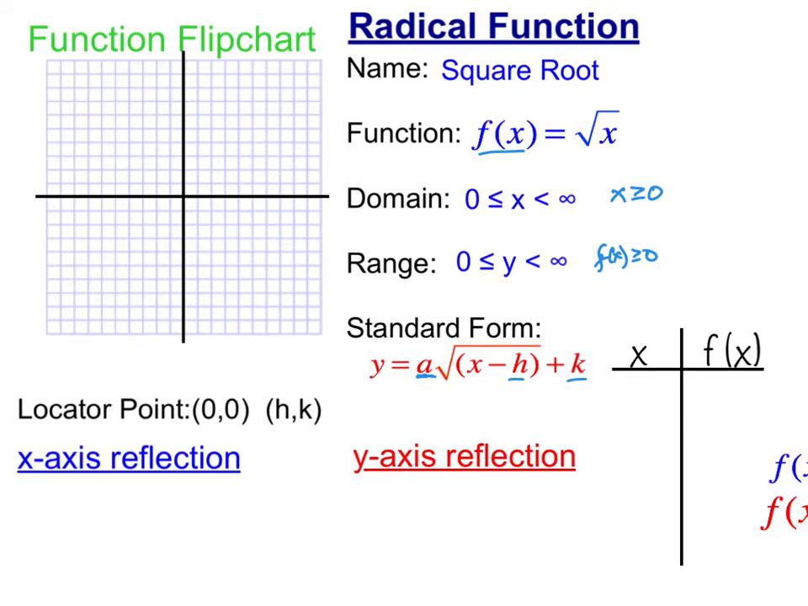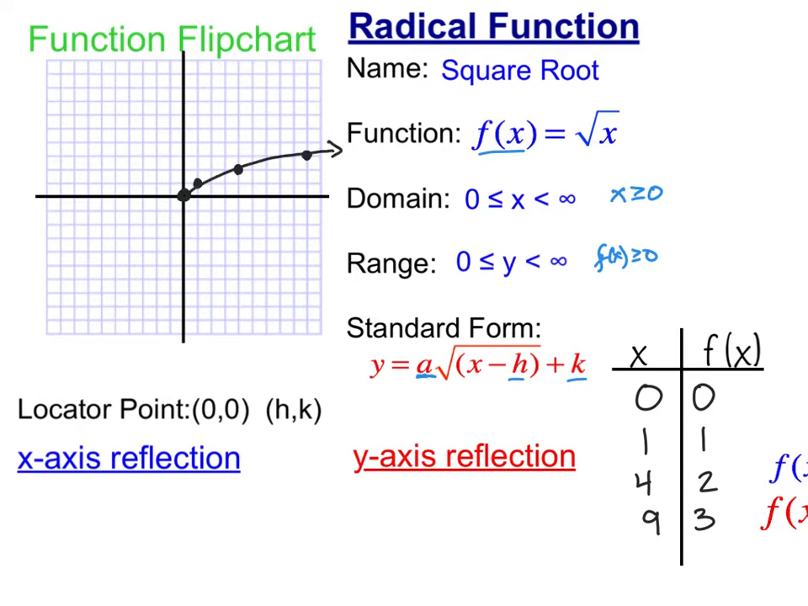Think about the square root function, and remember we had the points (0, 0), (1, 1), (4, 2), and (9, 3). Those were your major points. There's (0, 0), there's (1, 1), (4, 2), and (9, 3). There is your square root function.